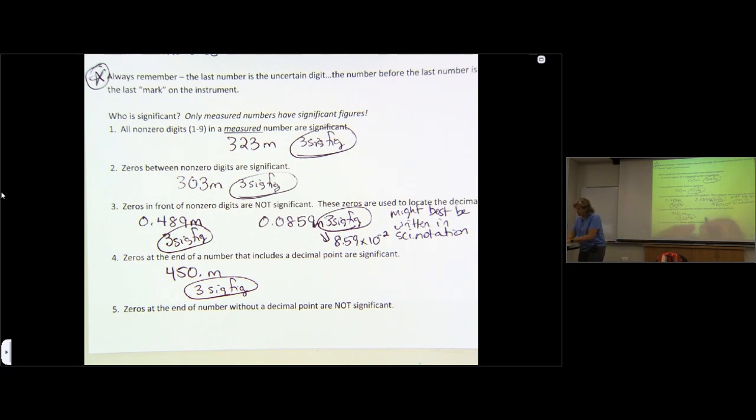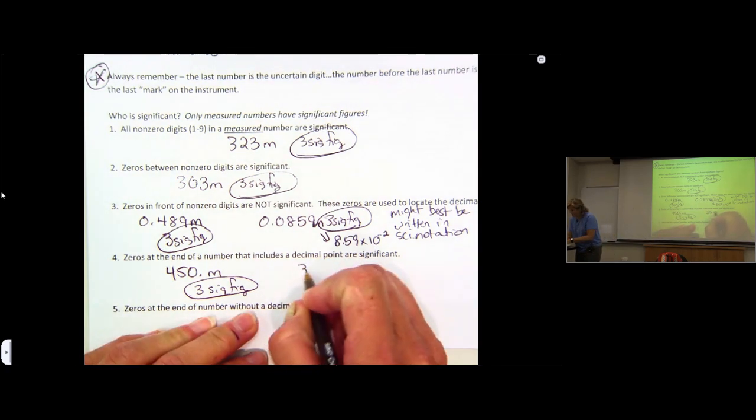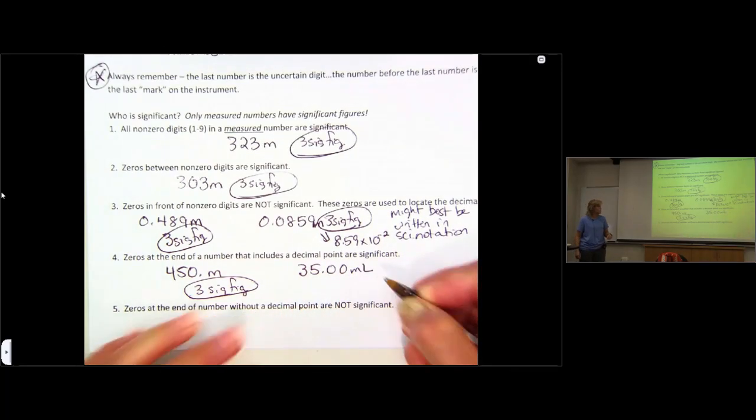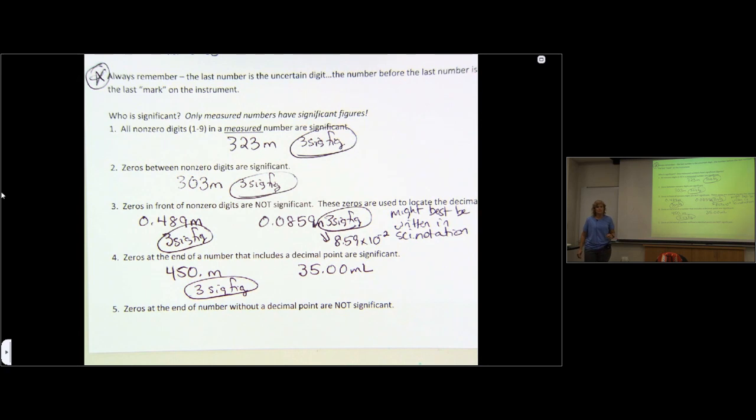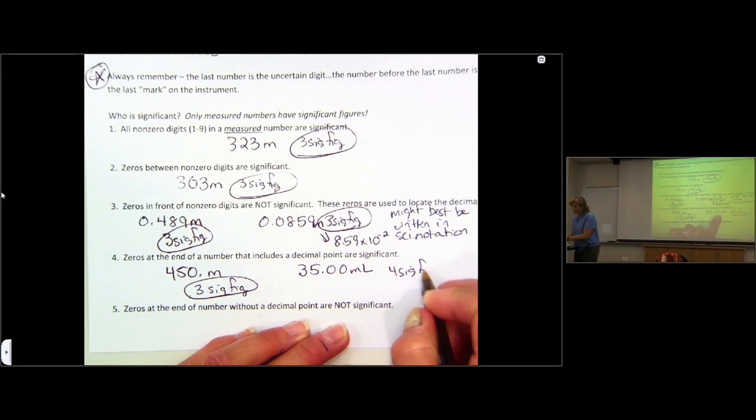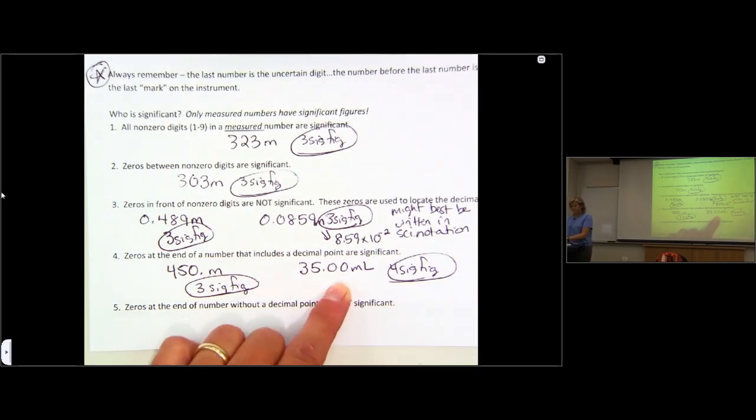Okay? Let me show you another example that you may see more often. Something like 35.00 milliliters. How many significant digits would that have? 4. All of those are significant. How is this instrument calibrated? Tenths, and you guess at the hundredths. Good, good, you're getting it.